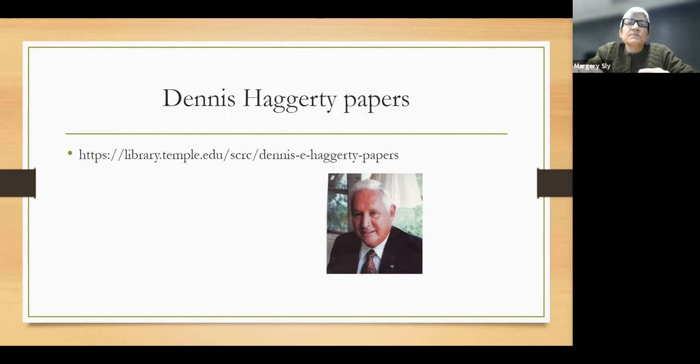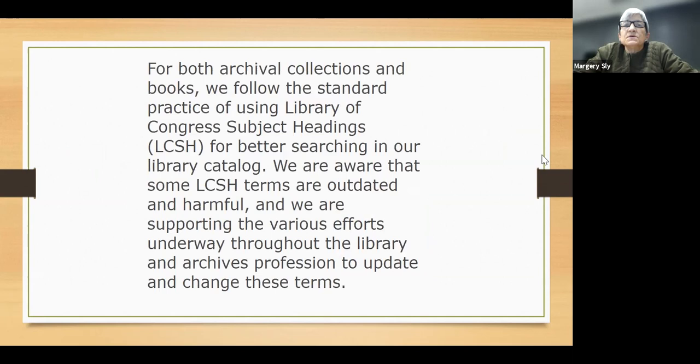Next slide, please. The issue of Library of Congress subject headings is certainly the initially most obvious area of concern, and we address it in this part of the statement. I will let you read the full statement at your leisure. Next slide, please. But let me supply an example.